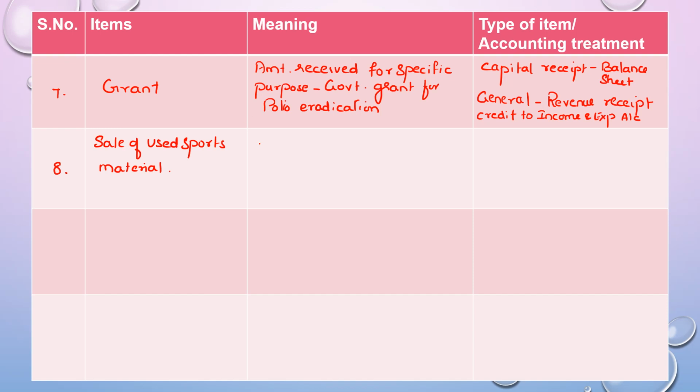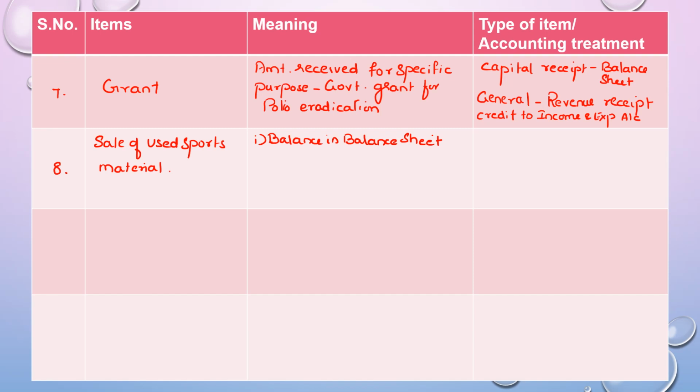So the first situation we'll take is that there is a balance in the balance sheet. Means the value of the sports material we are talking about, which is being sold here, is not completely written off. Its value is still there. It has not been totally depreciated or totally consumed, and it has not been totally written off. Still, there is some value in the balance sheet. Then, how is it going to be treated? What is the accounting treatment here?